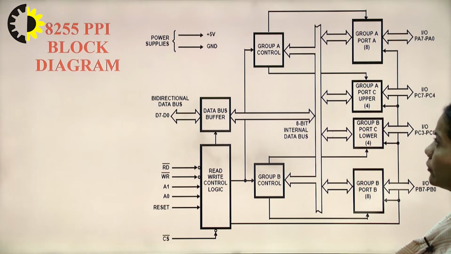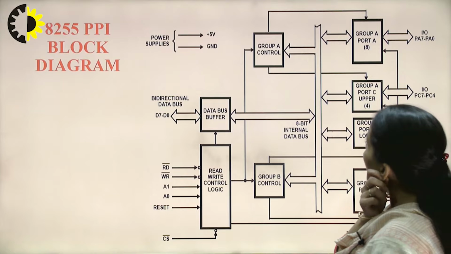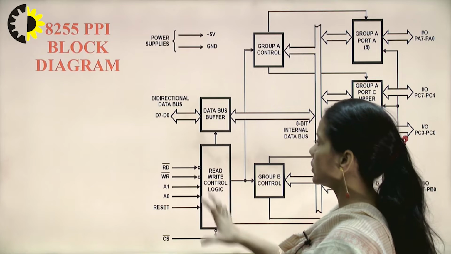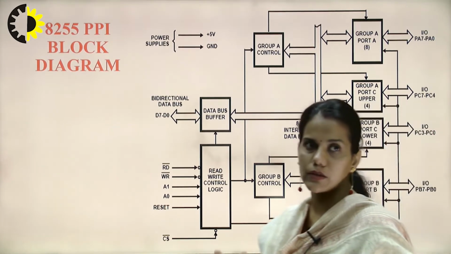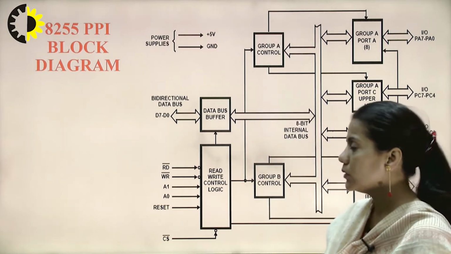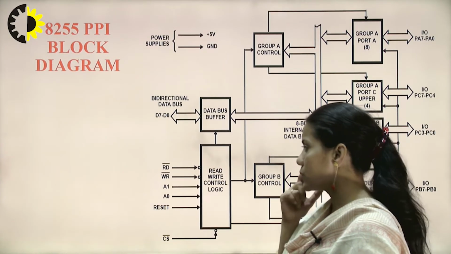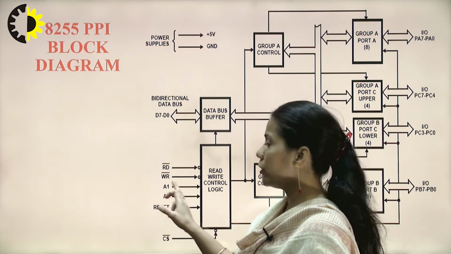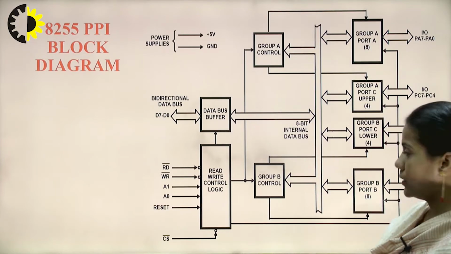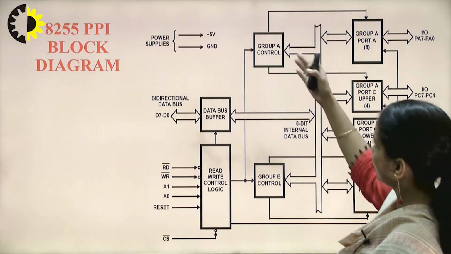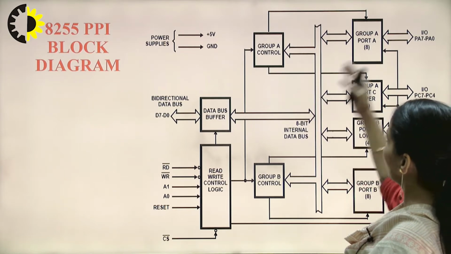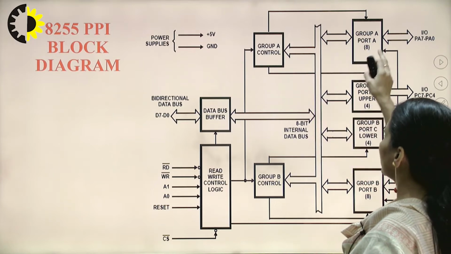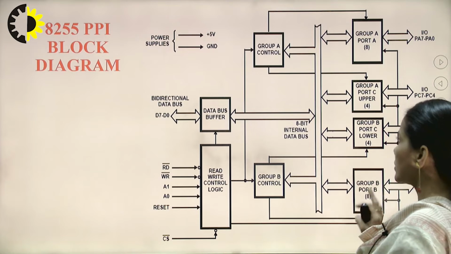This is the block diagram of 8255. This is the data bus buffer. This is the read-write control logic, because sometimes you have to read the data and sometimes you have to write the data, so we use these control signals to control the write and read operations. This is the reset pin. A0 and A1 are the address lines. Here the group A control logic is present, and group B control logic is present. Group A contains a certain set of ports and group B contains a certain set of ports.